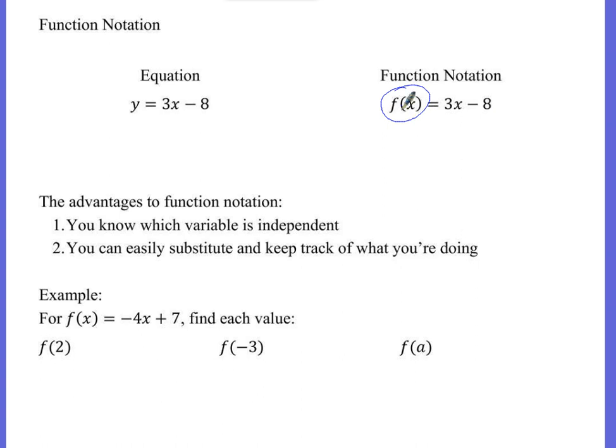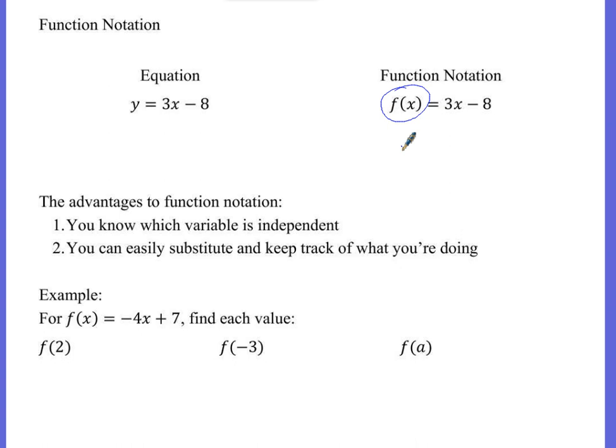That's why it says this is a function of x. As x changes, what happens here? Okay? So now I know which variable is the independent variable automatically. So that's why function notation is really nice. The other is you can easily substitute and keep track of what you're doing.